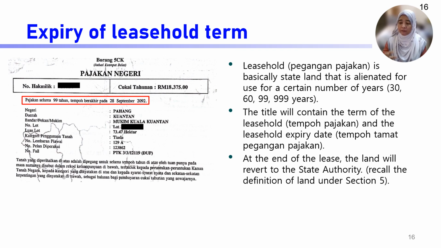So the building, the fence, the infrastructure, everything on the land will go to the state authority upon the expiry of the leasehold. Bukan tanah kosong saja, but everything attached to the land, because that's the definition of land, anything attached to the land. And also don't forget, apa-apa saja fixtures in the building pun termasuklah sebagai tanah under section 5. And upon expiry of the leasehold akan menjadi tanah negeri, tanah kerajaan.